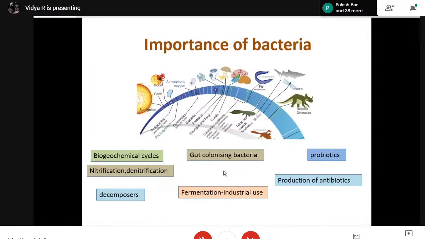Importance of bacteria. These bacteria are involved in many processes along the evolution of any type of animals. They are part and parcel of our life. In any animal you take, these bacteria are present. They are also part of the biogeochemical cycles, including nitrification and denitrification. They are decomposers, and they colonize the gut of animals, even humans. They are screened, isolated, identified, and used for different industrial purposes, for example fermentation, as probiotics, and in the production of antibiotics.